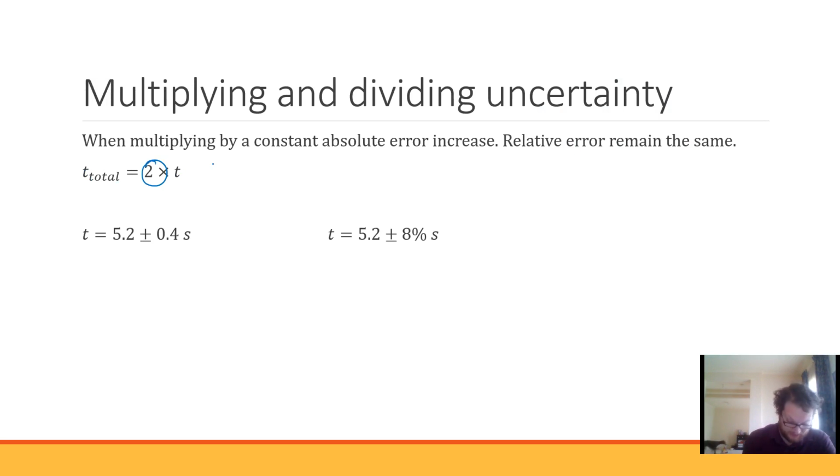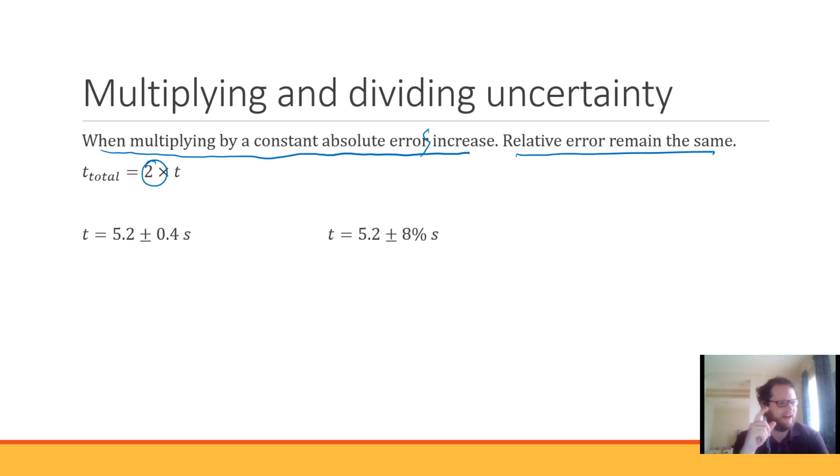So we're multiplying by a constant. Absolute errors increase. Relative errors remain the same. Let's think about this. If you're measuring like a 10% error, and then you double it, it's still going to be 10% of the original value. So that means this one down here is really, let's just say T total equals 2 times T.